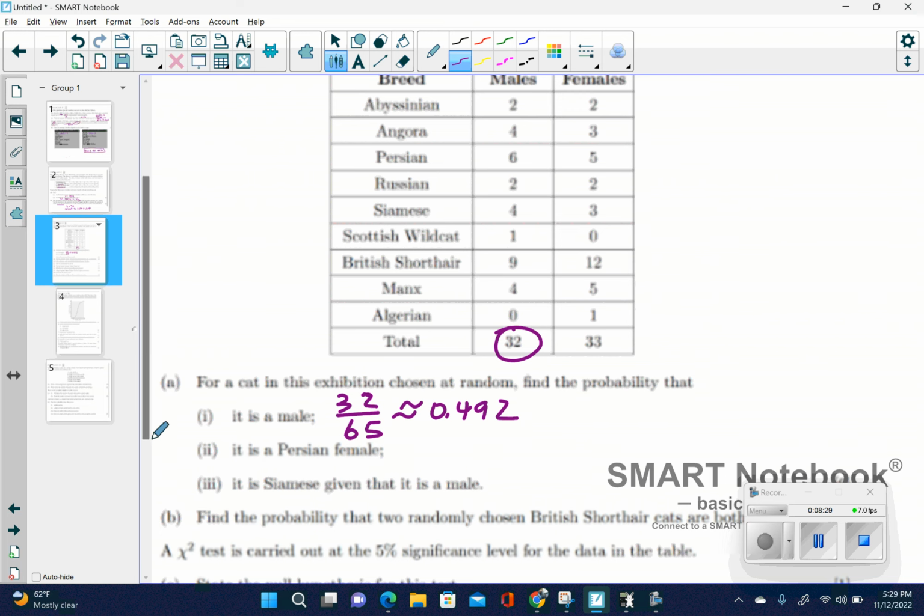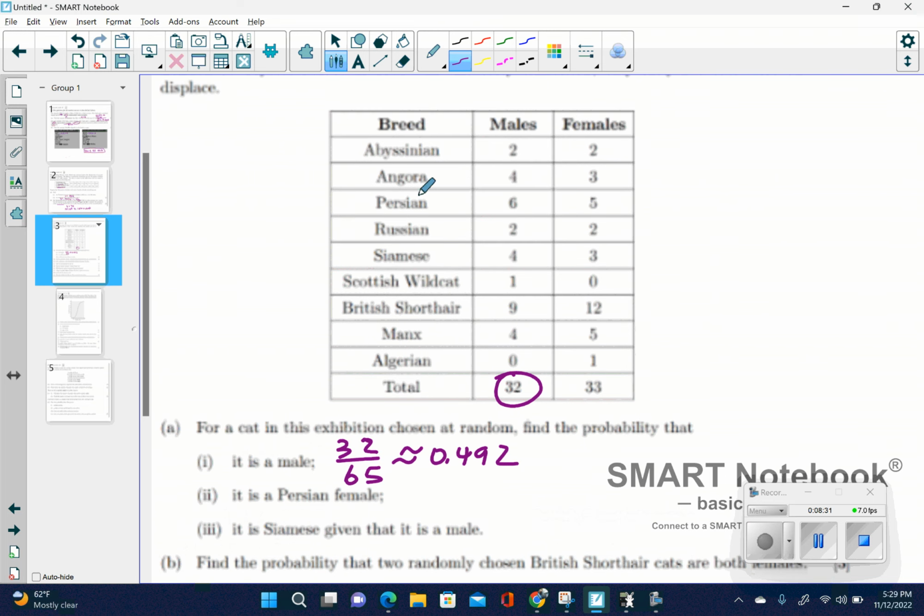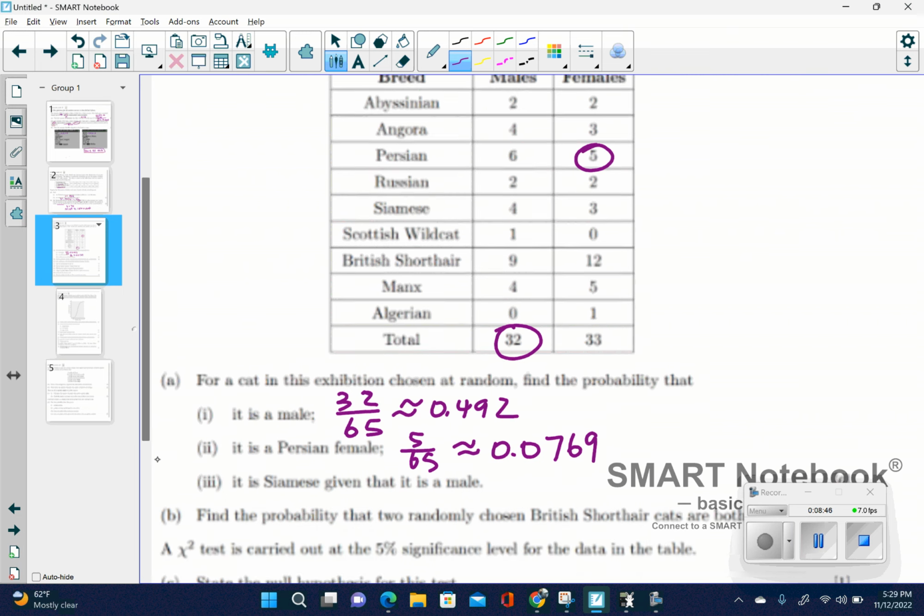It is a Persian female. So Persian, right? Female, there are 5 of them. 5 Persian females out of 65 cats altogether. And if you put this into the calculator, you're going to get 0.0769, rounded to 3 significant figures.